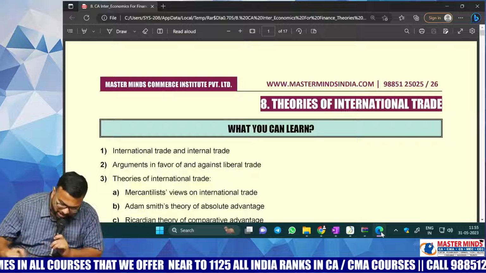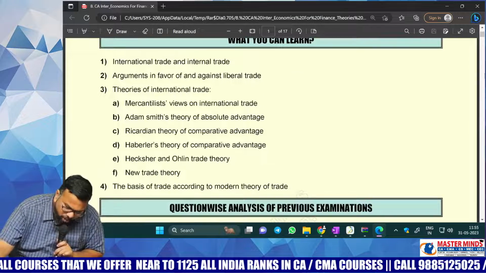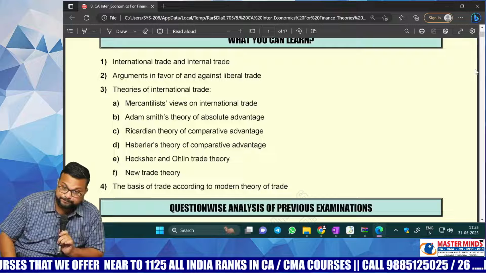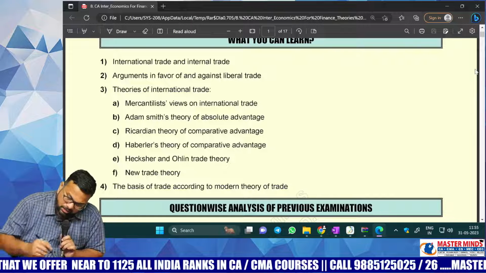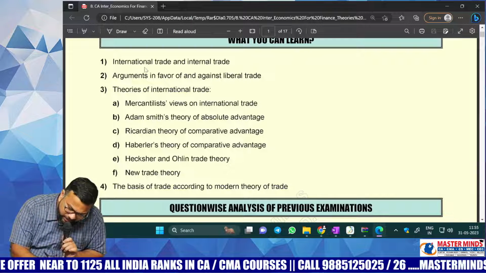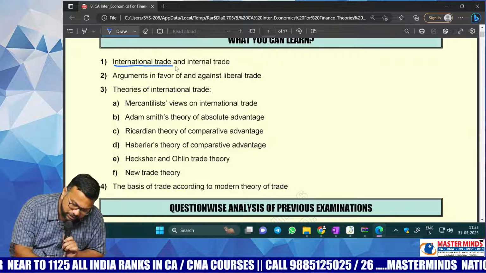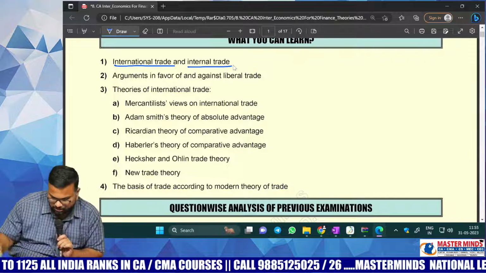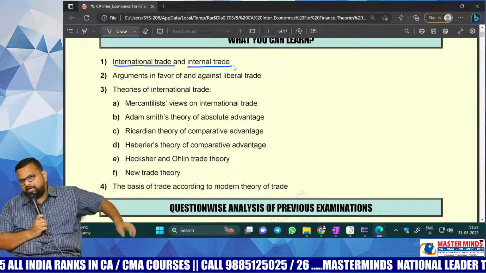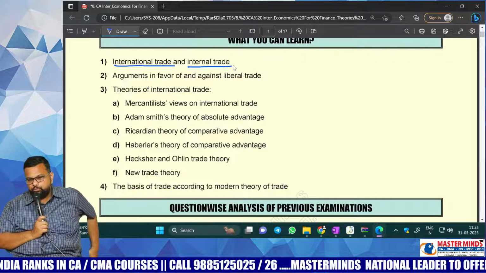So first chapter is theories of international trade. So what we are going to learn in this chapter? International trade and internal trade. Before international trade, we have internal trade. People were buying and selling goods within the country.